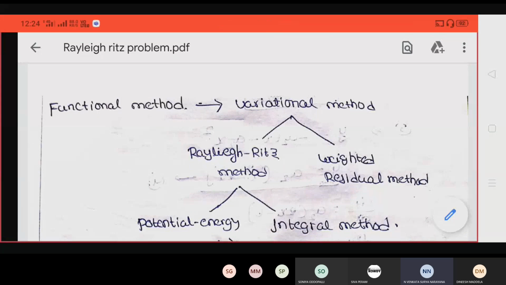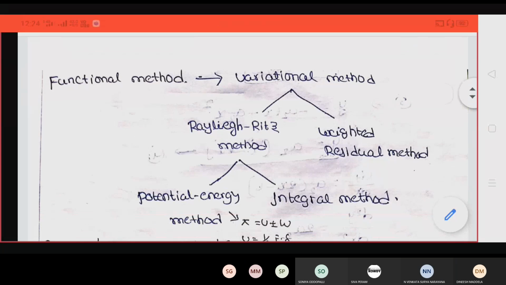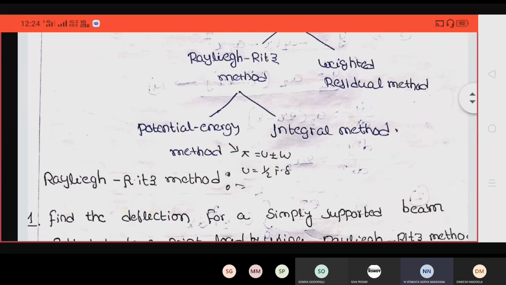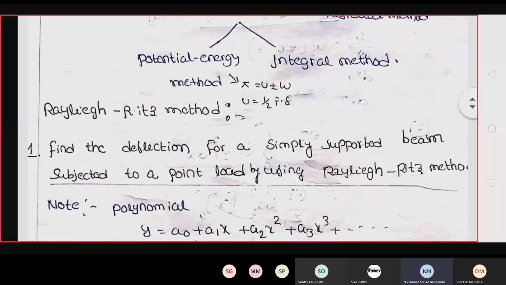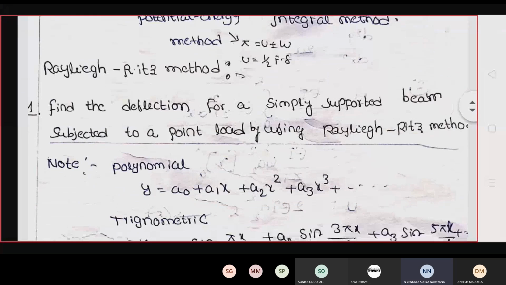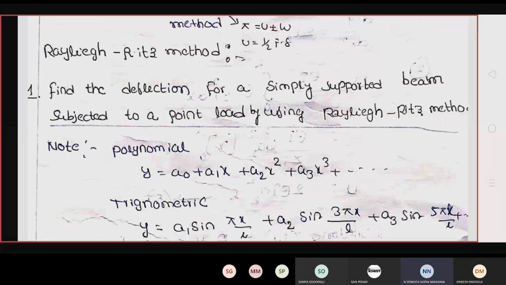Okay, students, today in this class we will discuss a small problem on the Rayleigh-Ritz method. The Rayleigh-Ritz method is used for solving complex structural problems. Here I am solving a problem on the Rayleigh-Ritz method. First of all, I am reading the question: find the deflection for a simply supported beam subjected to a point load by using the Rayleigh-Ritz method.